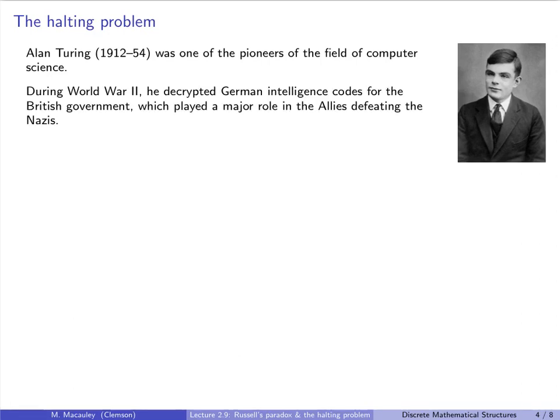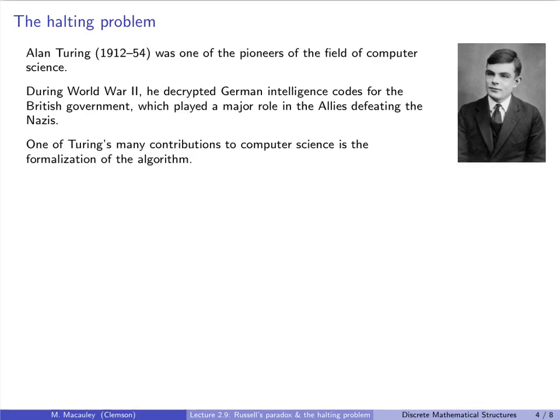He did a lot more than just theoretical computer science. In fact, during World War II, he decrypted German intelligence codes for the British government, which played a major role in the Allies defeating the Nazis. This was made into a wonderful movie you've likely heard of called The Imitation Game in the year 2014, and I highly recommend that you go watch it.